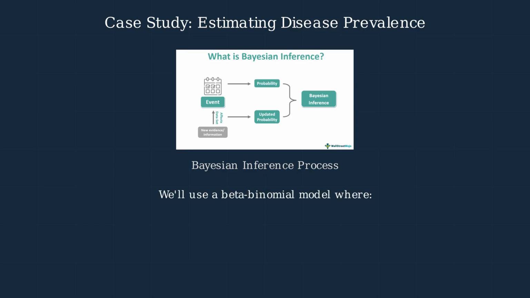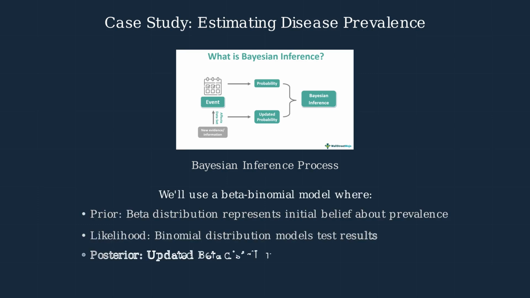For this problem, we'll use a beta-binomial model. The beta distribution represents our prior belief about disease prevalence. The binomial distribution models our test results, and the posterior is another beta distribution that incorporates both.